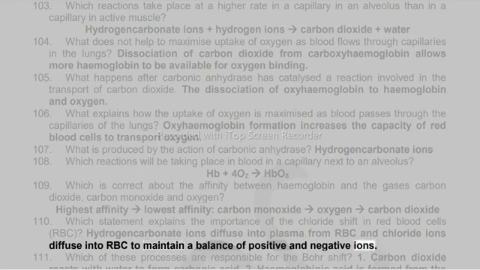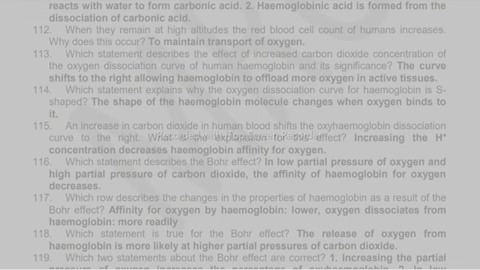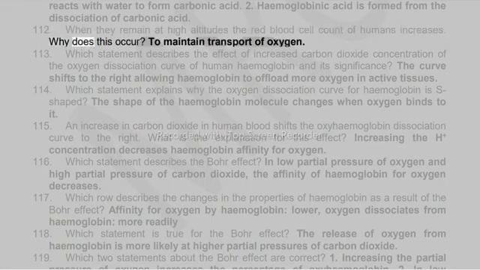and negative ions. 111. Which of these processes are responsible for the Bohr shift? 1. Carbon dioxide reacts with water to form carbonic acid. 2. Hemoglobinic acid is formed from the dissociation of carbonic acid. 112. When they remain at high altitudes, the red blood cell count of humans increases. Why does this occur? To maintain transport of oxygen.